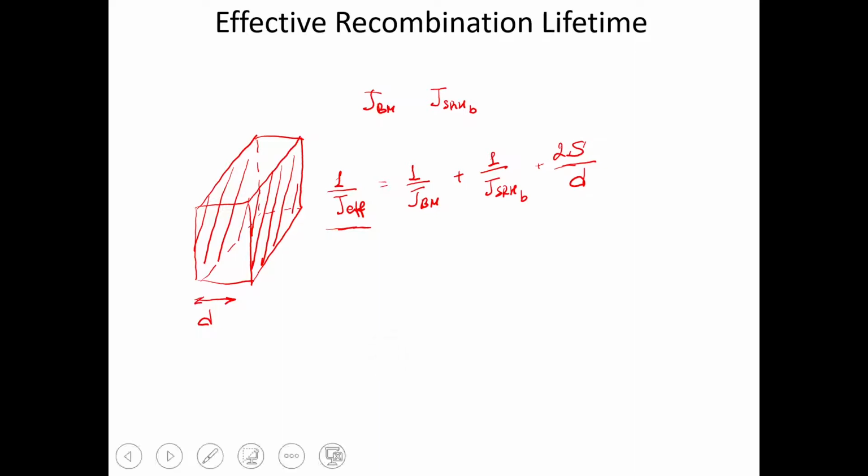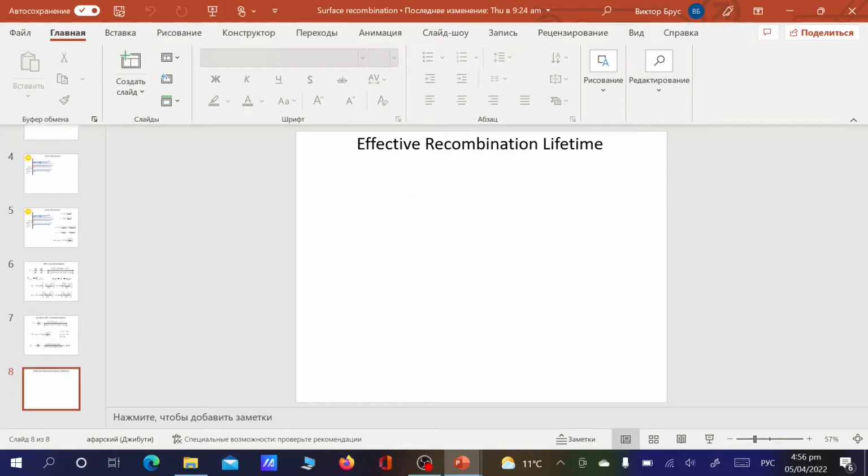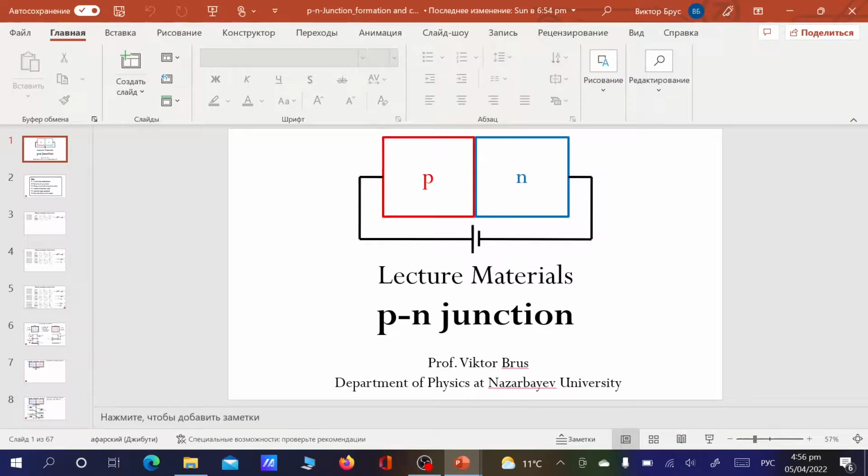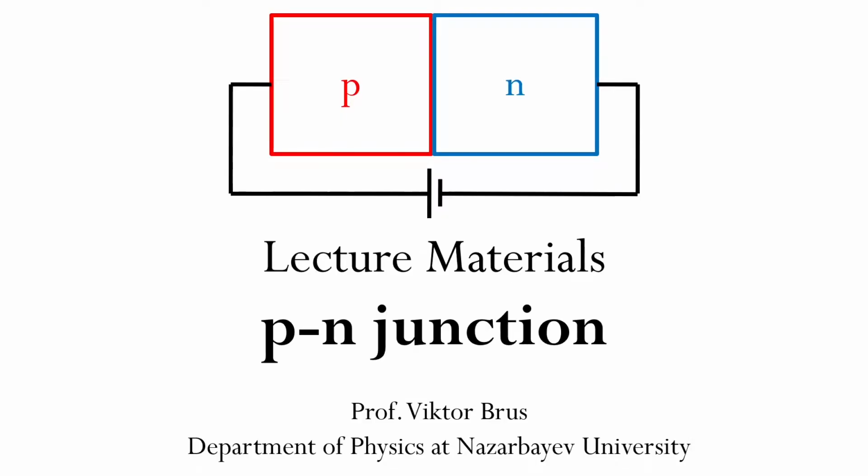And we can proceed further to one of the most important topics in the scope of our course, which is the P-N junction. So, a contact of two different semiconductor materials with P-type and N-type, and this is actually considered as one of the most important building blocks of all types of semiconductor devices.